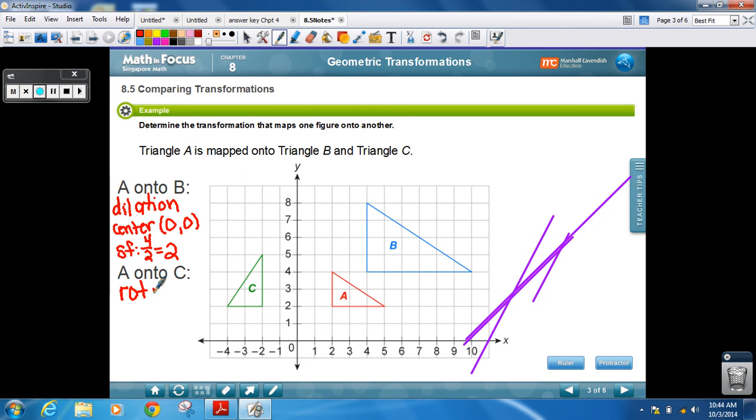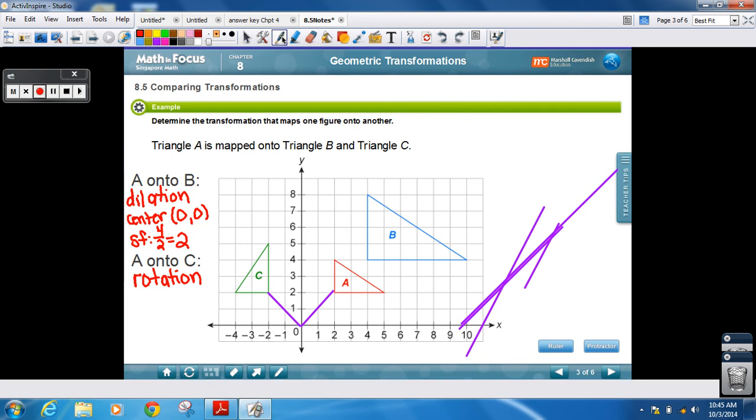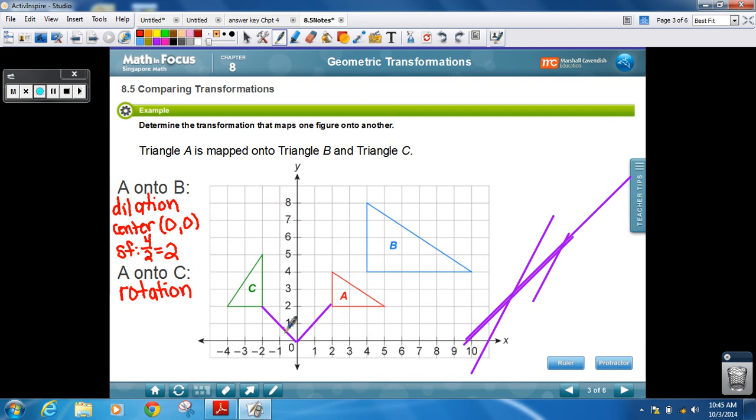In order to figure out what type of rotation, I have to figure out the magnitude, which is the measure of the angle, and also what direction. So to figure out the angle, I connect an original point with the corresponding image point, and I measure this angle. That angle is 90 degrees. So the magnitude is 90 degrees, and I have to figure out the direction.